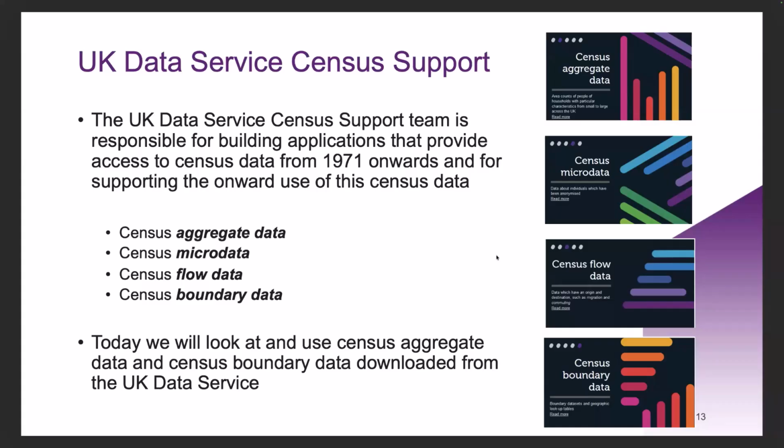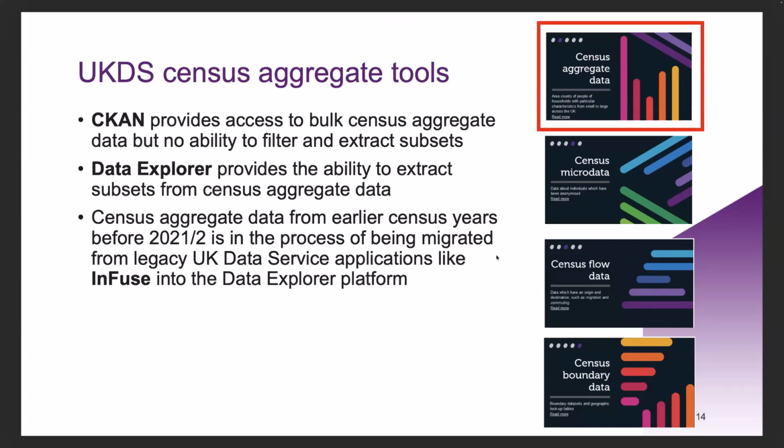Today we're going to look at using census aggregate data and census boundary data. Each of our different subsets of census has different applications in order to access different types of census data. In terms of the census aggregate data tools, this gives you access to the raw census stats themselves. CCAN will give you bulk access to the census tables. So you can download the census table, say for all of the UK or all of Scotland or all of England and Wales, but there's no ability to subset that data. If you only wanted data for Glasgow or say Loughborough, you would have to do that subsetting yourself, perhaps in a spreadsheet or a database application.